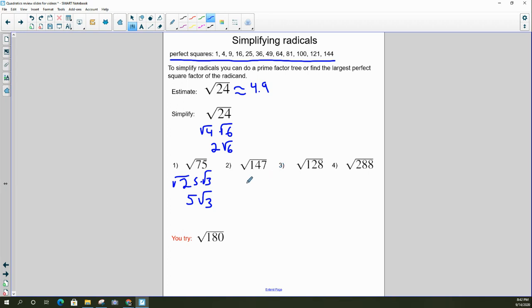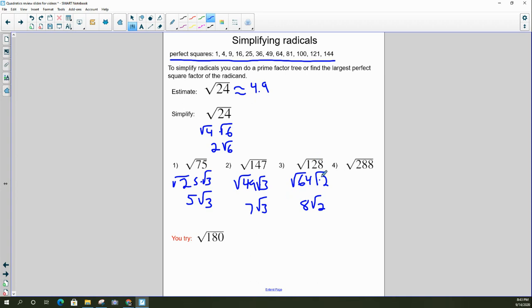Okay, so 147. That's 49 times 3. So when I square root both of those, 7 goes on the outside and the rad 3 stays on the inside. Okay. 128 is 64 times 2. So the square root of 64 is 8. So that's 8 rad 2. That's a tricky one because there's other perfect squares that go into that. And so if you don't find the largest one, you may have to continue to simplify.